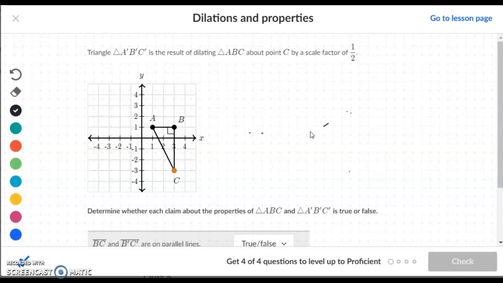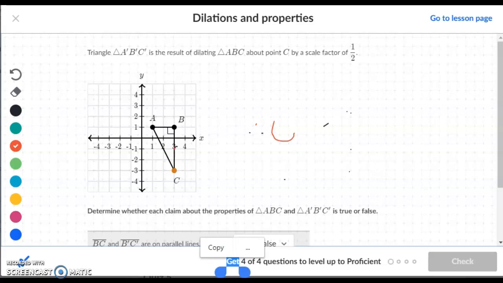So if I take a look, the distance from C to B is easy to figure out. 1, 2, 3, 4. So the distance is currently 4, and B is going to move right here. It's going to move halfway from where it is towards C. So it's going to move right there.